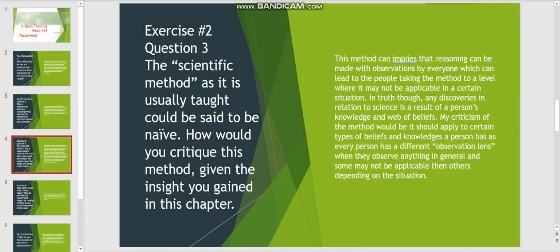In truth, though, any discovery in science is a result of a person's knowledge and web of beliefs. My criticism of the method would be that it should apply to certain types of beliefs and knowledge a person has, as every person has a different, I call it, observation lens, where they observe anything in general, and some may not be applicable compared to others depending on the situation.